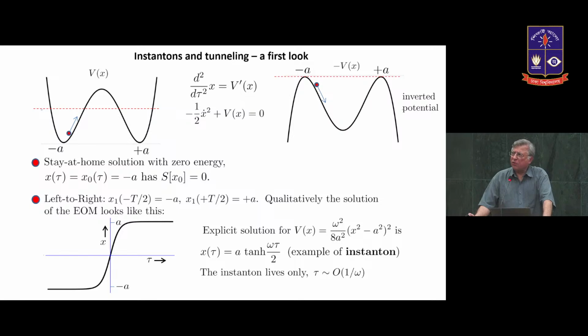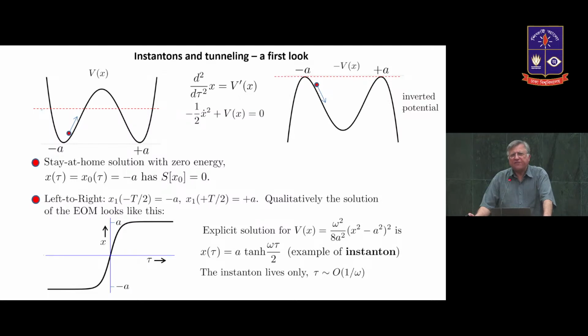Newton's law, which you've always known as x double dot is equal to minus dV by dx, now takes the form x double dot is equal to plus dV by dx. And the conservation of energy, instead of it being kinetic energy plus potential energy equals a constant, it becomes minus kinetic energy plus potential energy equals 0. So big deal, you'll say, what do you gain by this?